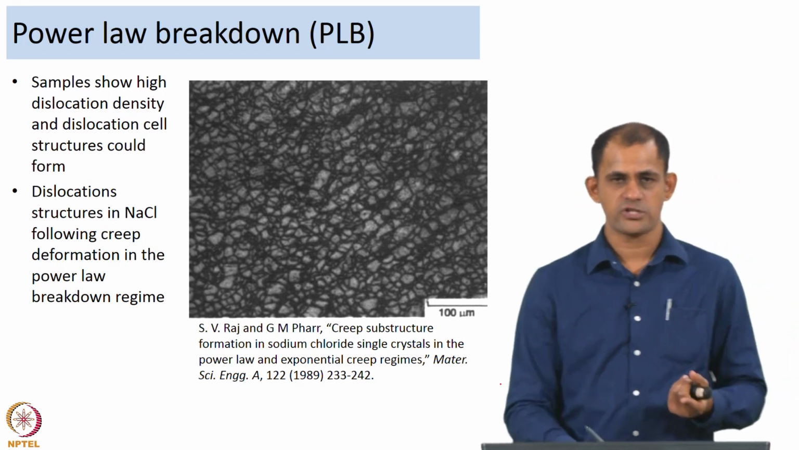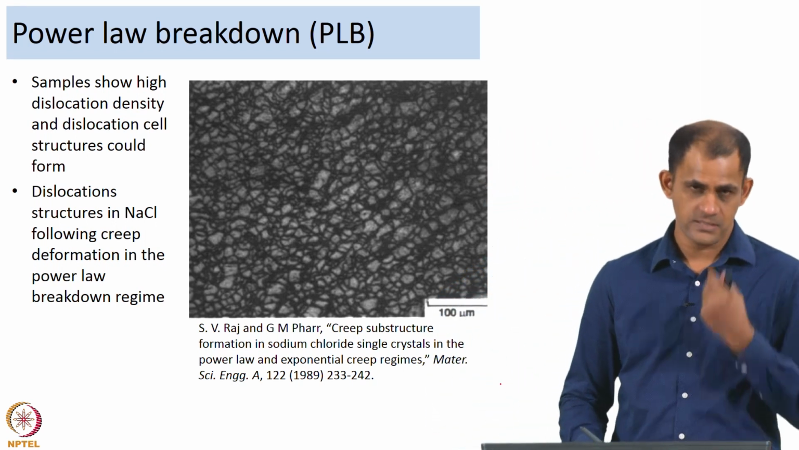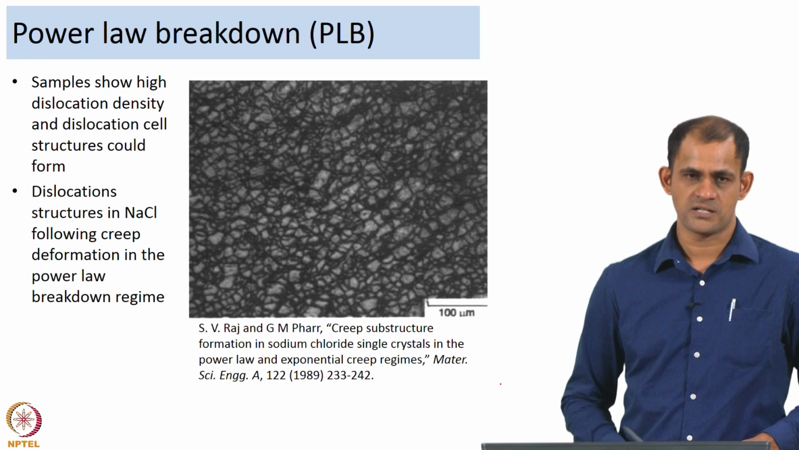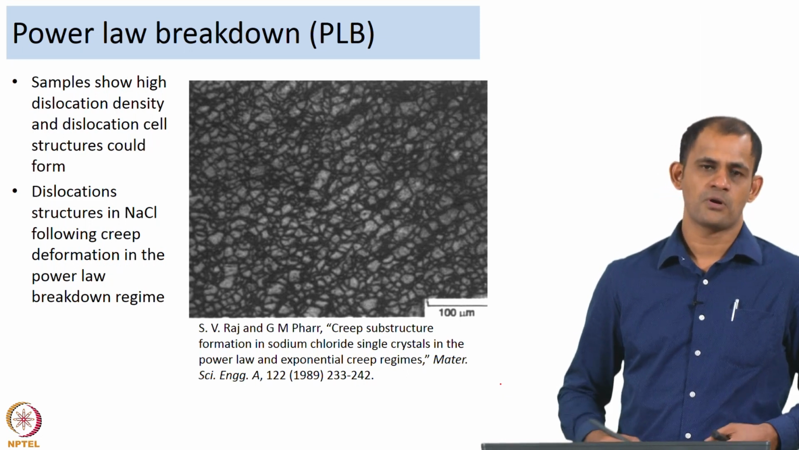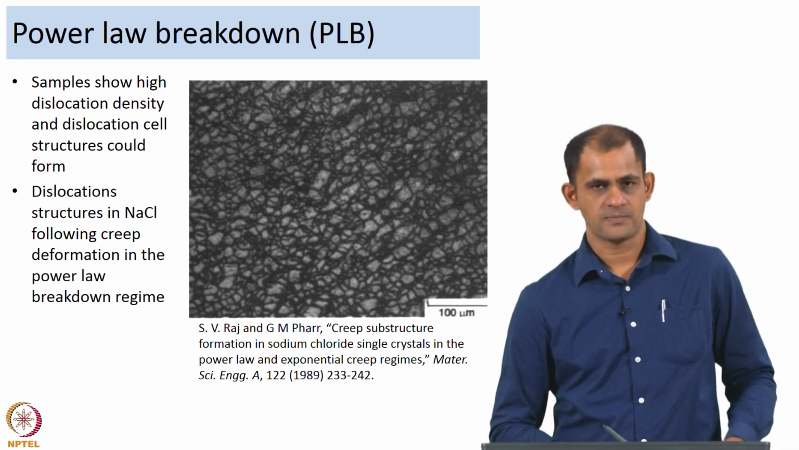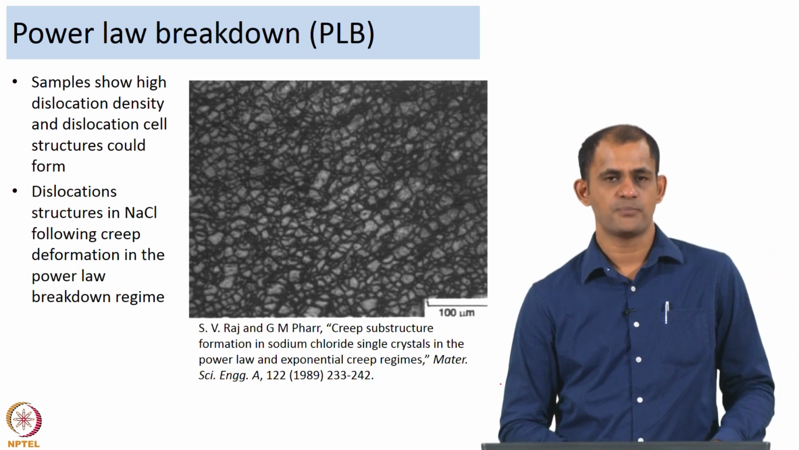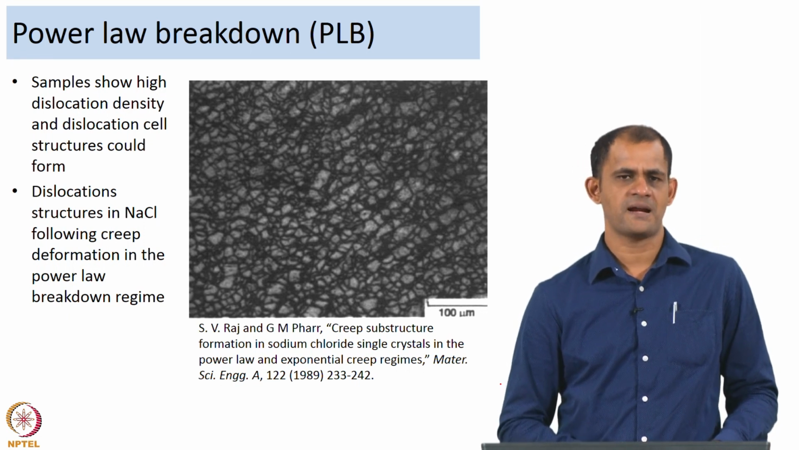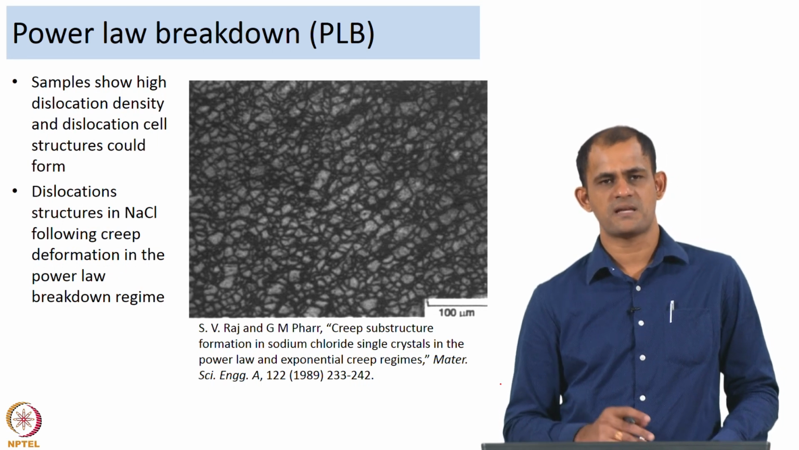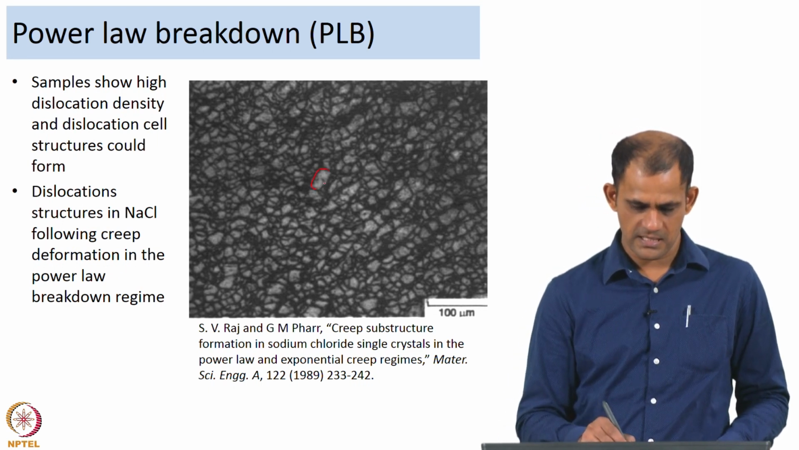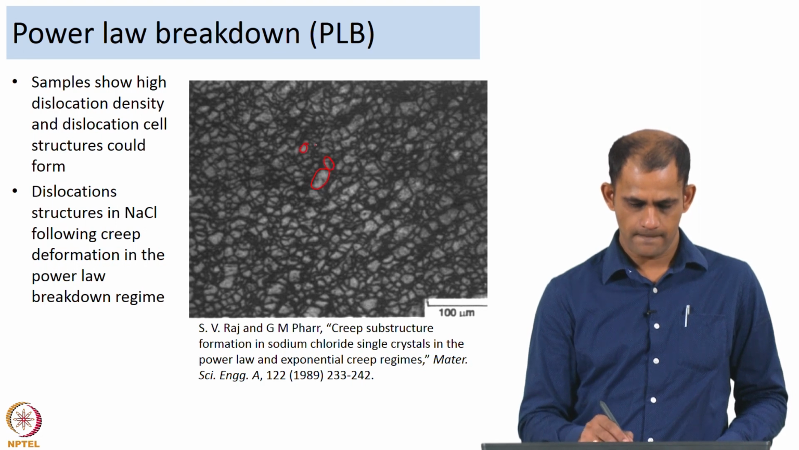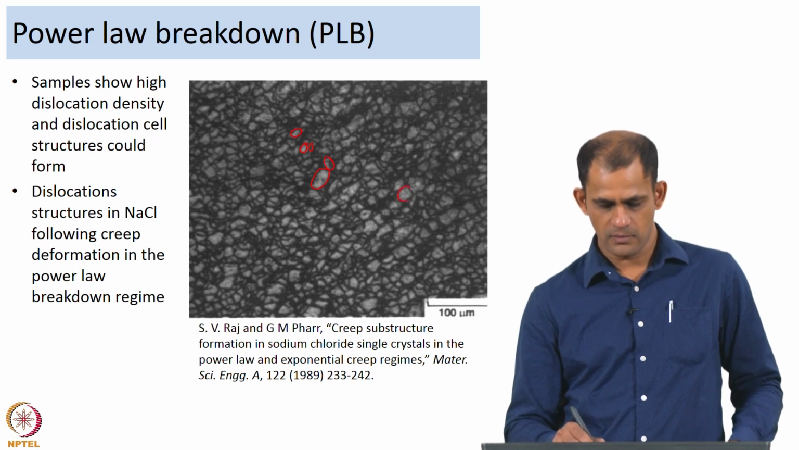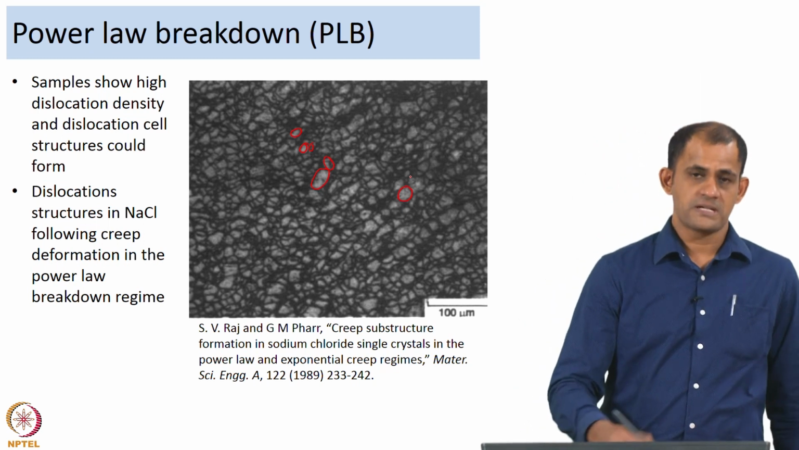So, the kind of microstructure that people have observed is shown in this slide. This is a microstructure taken from sodium chloride single crystals which were deformed in the power law breakdown regime. What has been noticed by the researchers is that the samples showed a high amount of dislocations. The samples following creep in the PLB regime had a high dislocation density and dislocation cell structures. So, these are dislocation cell structures that could form during creep in the power law breakdown regime. That is the kind of microstructure.